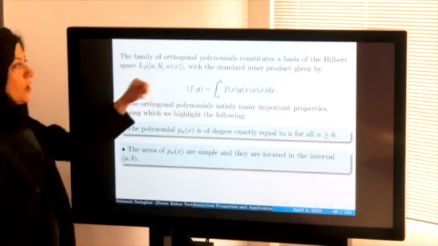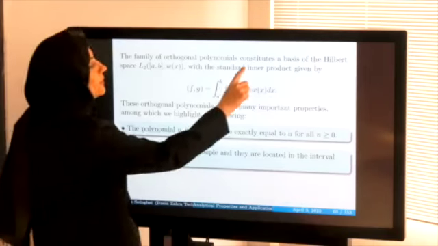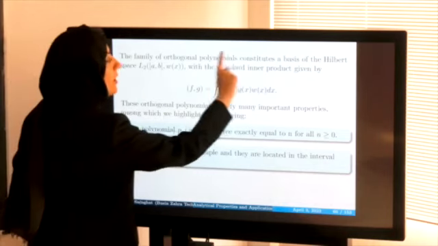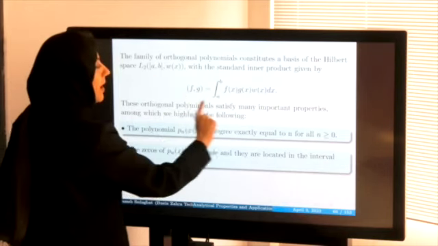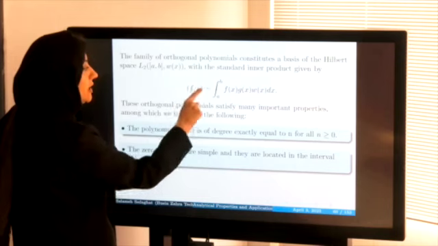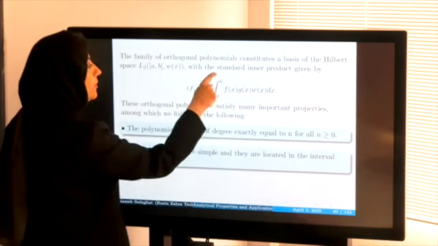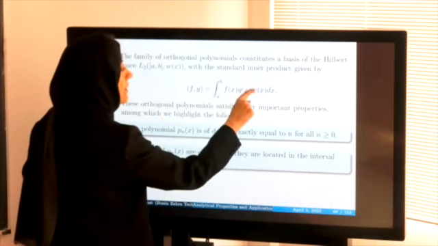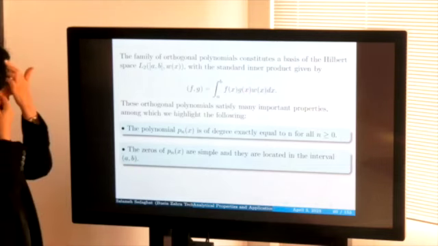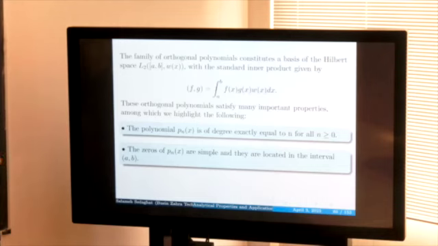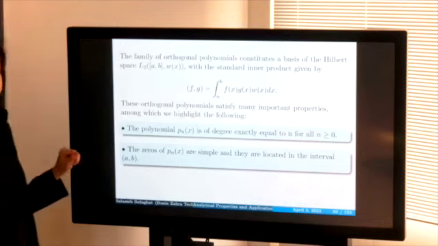The family of orthogonal polynomials constitutes a basis of the Hilbert space L2 with the standard inner product given by this equation. Inner product of f and g equals the integral from a to b of f of x times g of x times w of x. Here w is our weight function. These orthogonal polynomials satisfy many important properties, among which we highlight some of them.